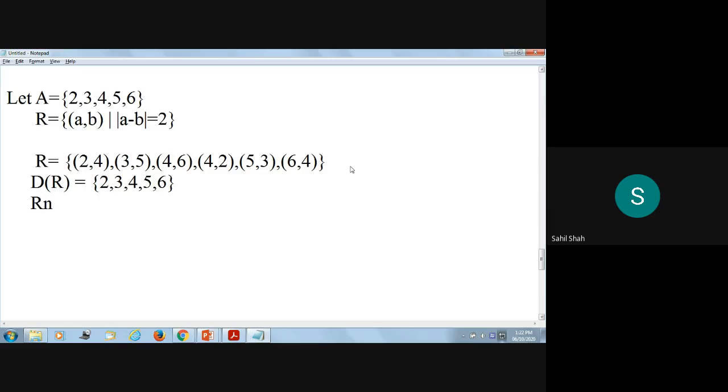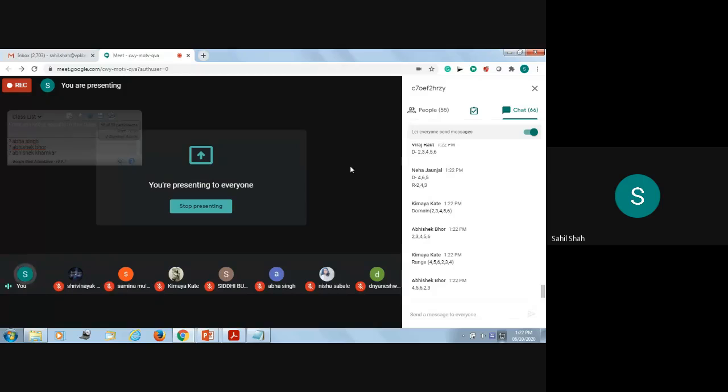And what will be the range? It is denoted using the symbol Rn of R, with n in the suffix. Range of R is the elements coming after the comma: 4, 5, 6, 2, 3. So here we are observing that domain and range are exactly the same and those match the original set. Sometimes it may not happen. Is it fine? Domain and range both are 2, 3, 4, 5, 6. Is it fine? More on this in tomorrow's morning lecture.